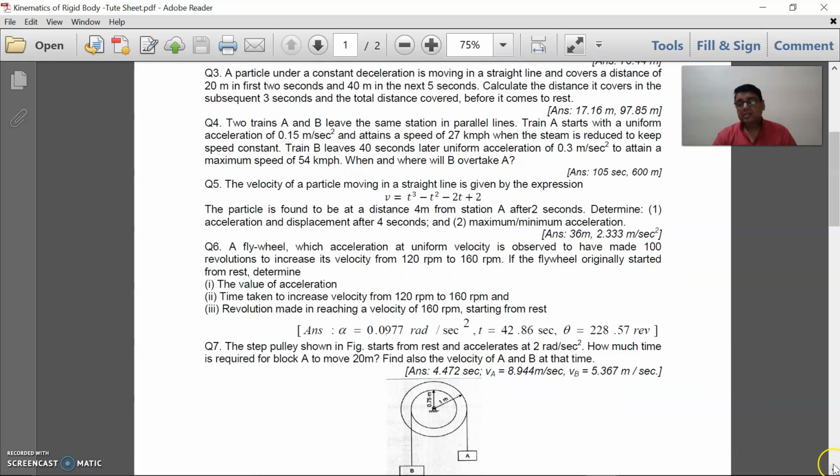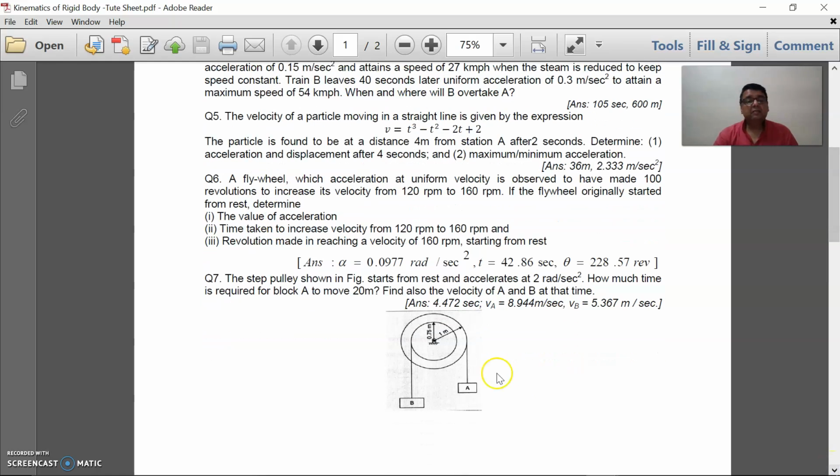Now the last numerical in this is the seventh numerical. So in this, if I read this out, the step pulley shown in the figure starts from rest. Okay, this is the step pulley.